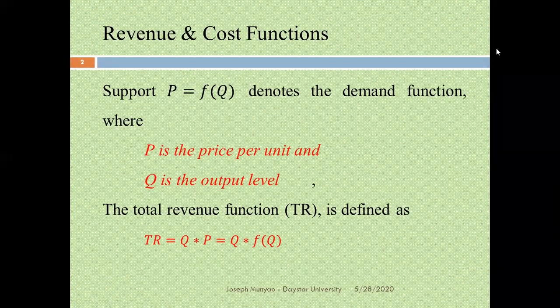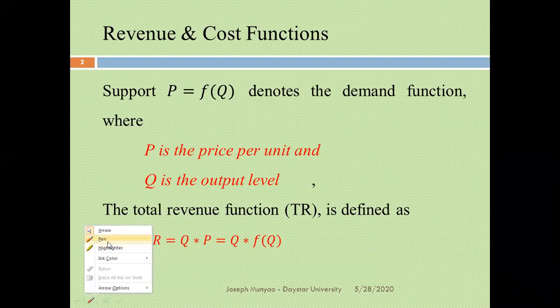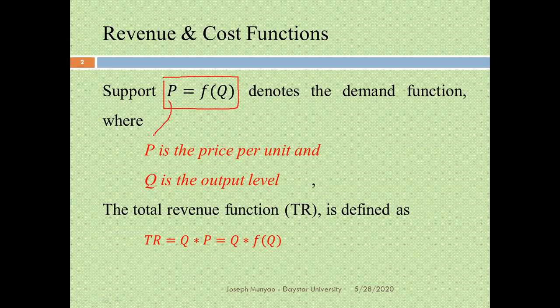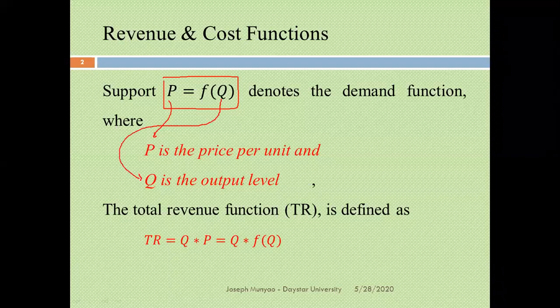Now, suppose P is equal to f of Q, where P is the price of the unit, while Q is the output level. This function, we usually call it the demand function of a product.